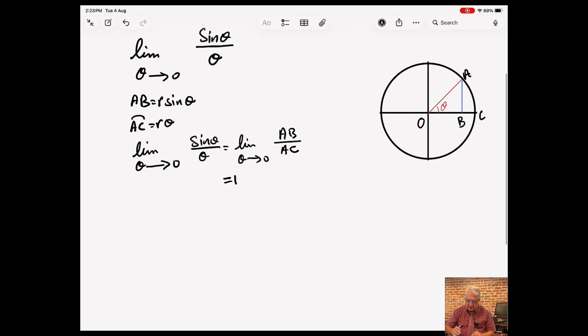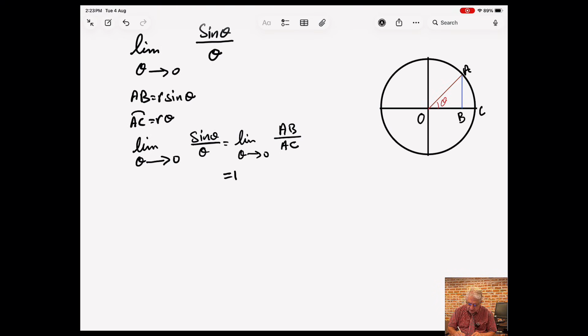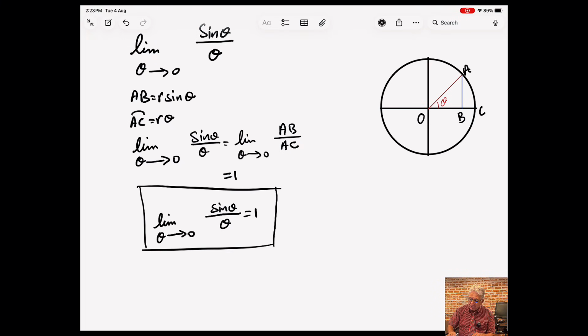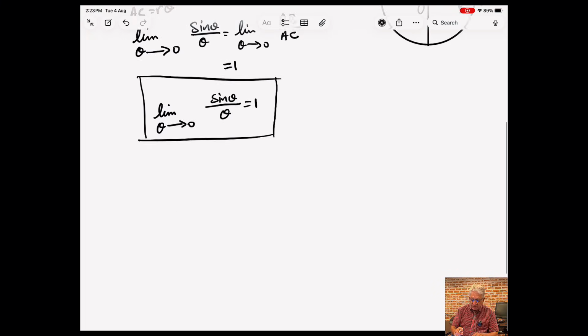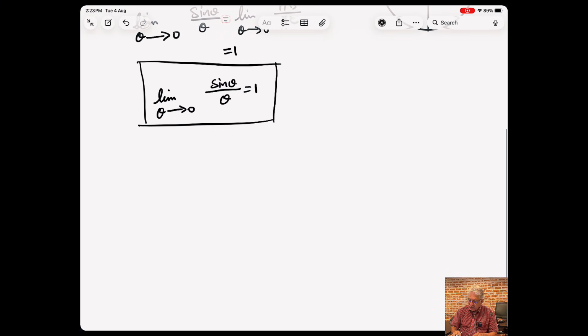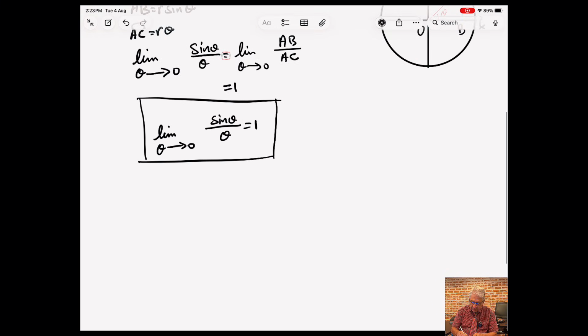Now let us see. The one fact we got is that the limit as theta goes to 0 of sine theta divided by theta is equal to 1. This is a very important fact in finding the derivative of sine and cosine. The next one I'm trying to show you is the limit as theta goes to 0 of 1 minus cos theta divided by theta. I'm trying to find the value of this.